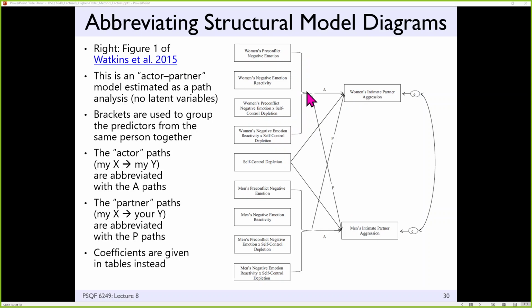them with the brackets. So we have the actor effects labeled as A, because this is women's stuff predicting women's outcome. Then we have the actor effects for their partners. So we have the men's stuff predicting the men's outcome, and then we have the cross paths with the P labels on this, and then we have the main effect of the manipulation on both of those things. So I thought this was a really clean way to show a lot of relationships at the same time. It would be a nightmare to report the results using this diagram, but it's effective for communicating what the model looks like, I think. So all the results are in a table instead.